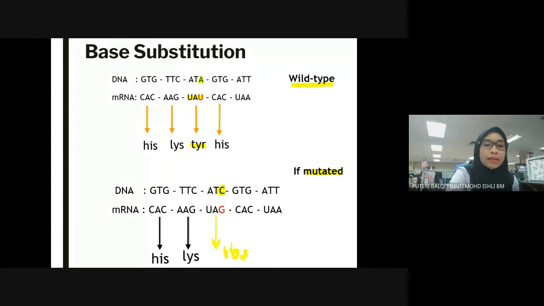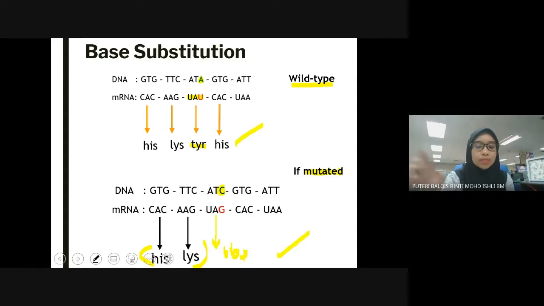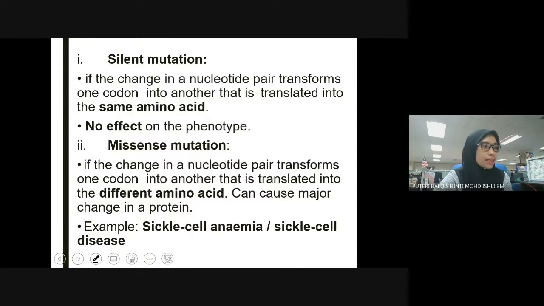So awak akan dapat awak punya polypeptide chain macam tu je lah. Ada histidine, ada lysine saja. Sepatutnya dapat macam ni, tapi bila berlaku mutation, dia akan menjadi macam ni. Okay, mutation tu berlaku dekat DNA. Bila DNA dah berubah, mRNA pun akan berubah. mRNA berubah, amino acid pun akan berubah, polypeptide chain pun akan berubah. That is base substitution. Replace. Okay, so what is silent mutation?